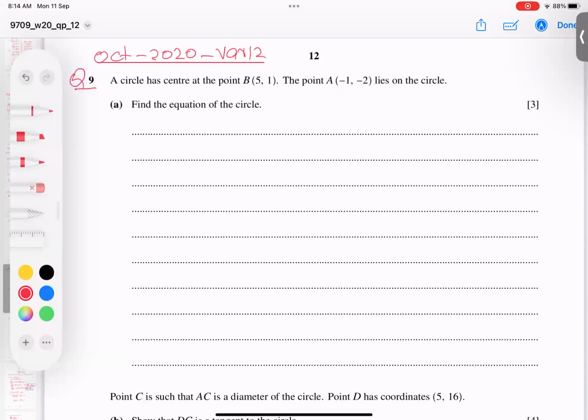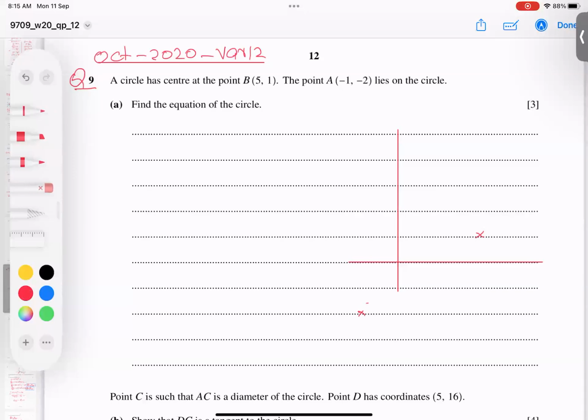The question says a circle has a given center, and this point lies on the circle. So if I make it even rough, where does (5, 1) lie? X is 5, like 1, 2, 3, 4, 5, and 1 up, so somewhere here. And where is the point (-1, -2)? X is -1 and Y is -2, which is below, somewhere here.